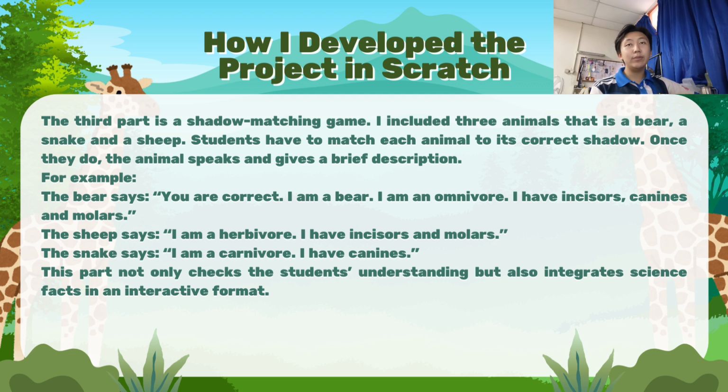When you mix and match the sheep into the correct shadow, the sheep will say, "I'm a herbivore. I have incisors and molar teeth." It is the same for the snake. If the snake shadow is moved to the correct shadow, the snake will say, "Shh, I am a carnivore, I have canines." This part not only checks the students' understanding but also integrates science facts in an interactive format.